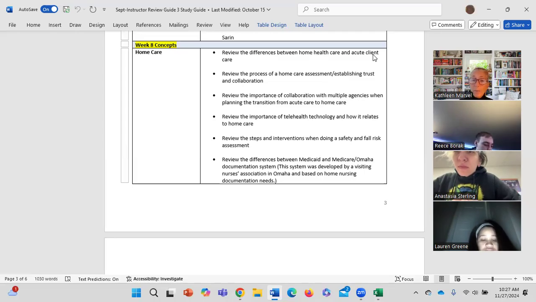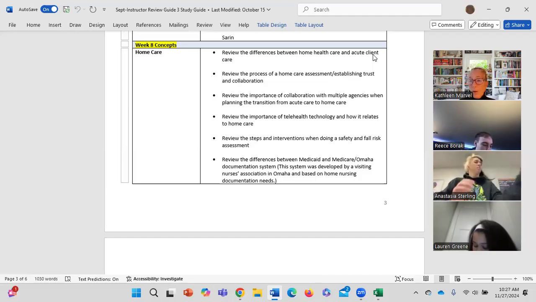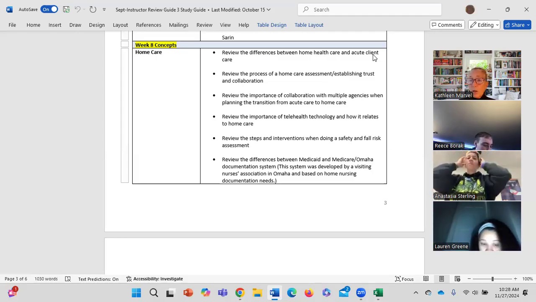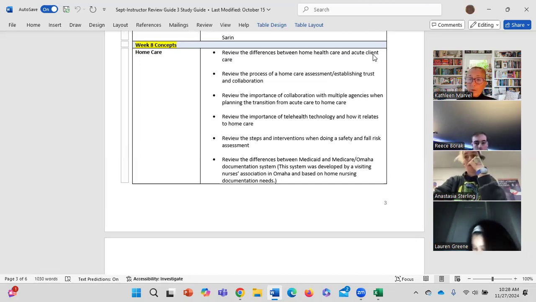Review the difference between Medicaid and Medicare, and the Omaha documentation system. The Omaha documentation system was set up decades ago by the visiting nurses. I talked about this in class. It is a charting documentation system that allows all caregivers, everybody who's involved in this client's care, agencies, workers, physicians, nurses, to provide a chart so that everybody can see what everybody's doing. So we try and minimize duplication, minimize overlap. So that's the Omaha system.